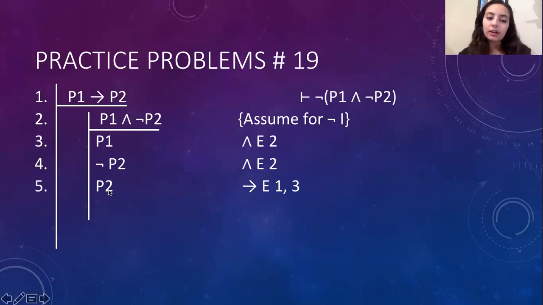Well, guess what? I just got it. Right, I've got a not P2 and a P2. It's like saying I don't have apples and then saying I do have apples. That's a contradiction. So you can easily show that.